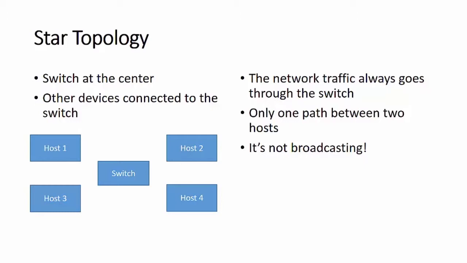So when, for example, host 1 wants to send a message to host 2, the only devices involved in the communication are the hosts themselves and the switch. In the broadcasting scenario, every single device connected in the network gets notified or gets the messages. When everything is said and done, this is what the star topology actually looks like.